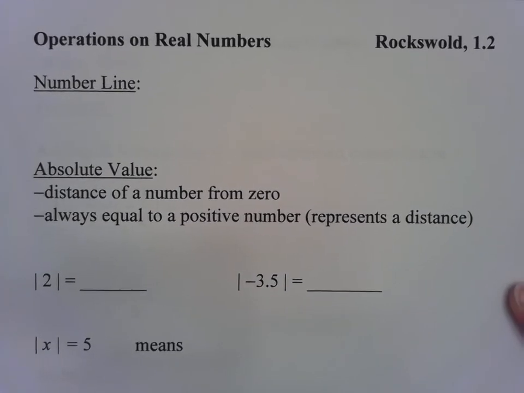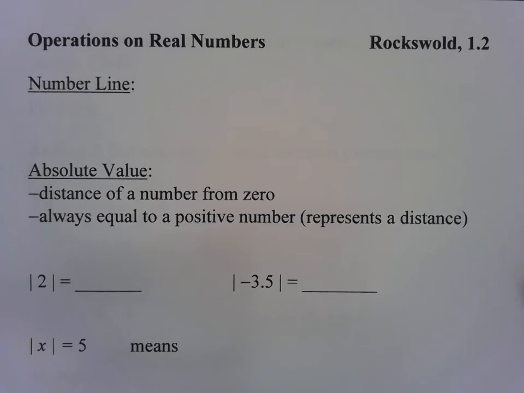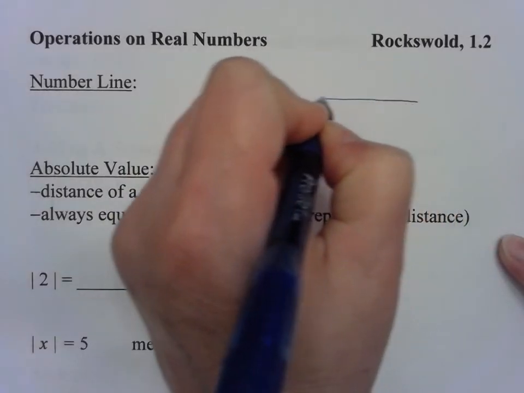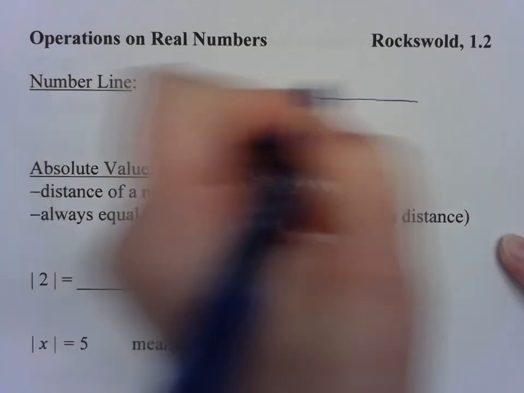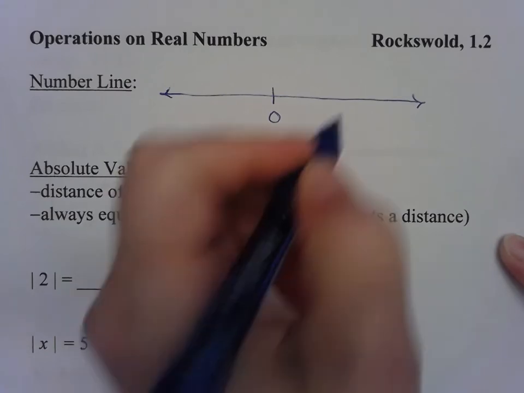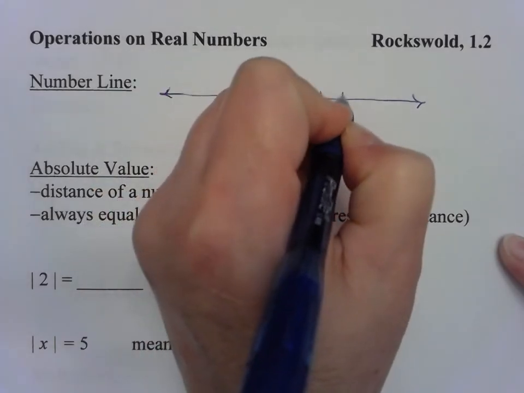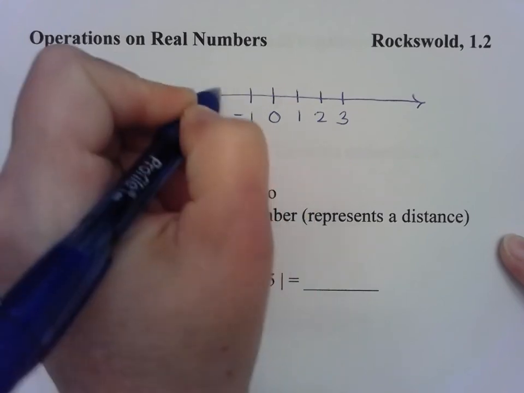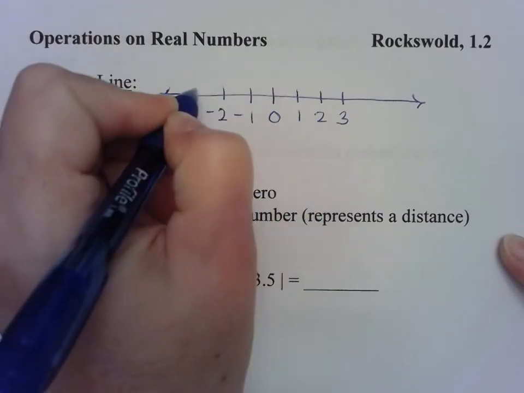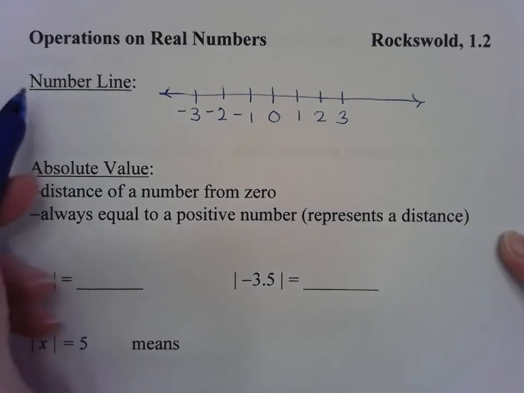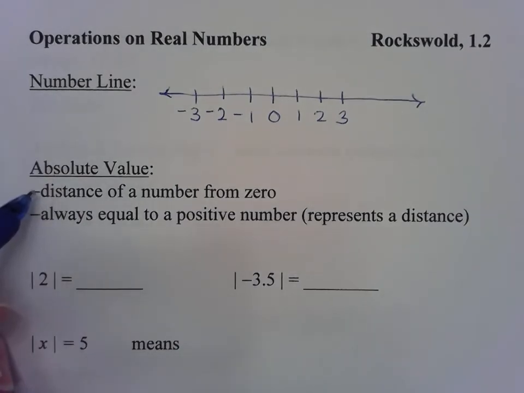A couple more quick topics in the next section. They're going to introduce the idea of a number line. I don't think that's a foreign topic to you, right? 0 is usually in the middle, and we count positive numbers on the right, negative numbers on the left. These go together, so that sets us up for the idea of absolute value.